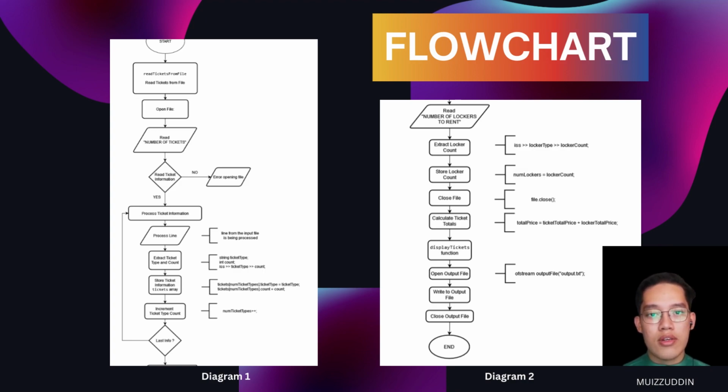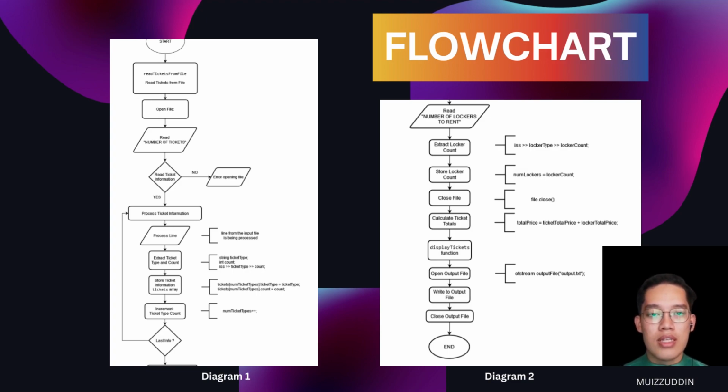As you can see, it consists of 4 main steps. Step 1. Reading ticket information. The program begins by reading the ticket information from a file named ticket.txt. This file contains the detail about the types of tickets and their respective counts.